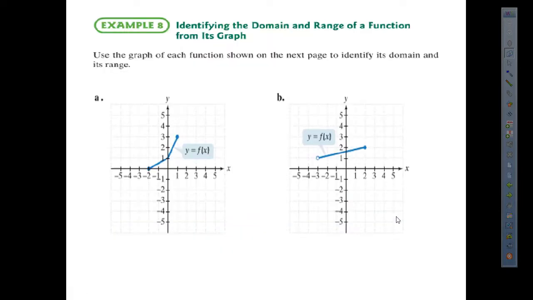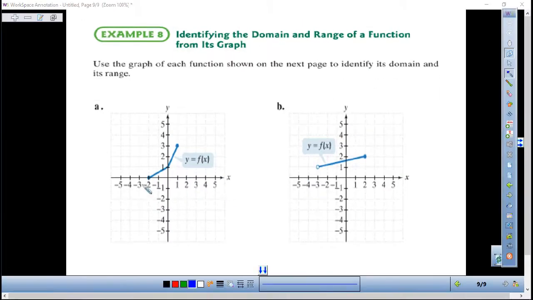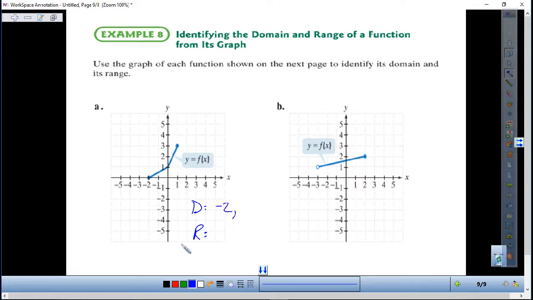All right, use the graph of each one of these functions shown to identify its domain and its range. So looking at this one, I want to find the domain, I want to find the range. I'm going to use interval notation. What's the smallest x value that I have here? -2. What's the largest x value that I have here? 1. Closed dot or open dot? Closed dot, so a bracket, closed dot, so a bracket. And what about the range? What's my smallest y value? 0. What's my largest y value? 3. Once again, closed dots on either end means we're including those endpoints. So closed brackets. So the brackets are included.